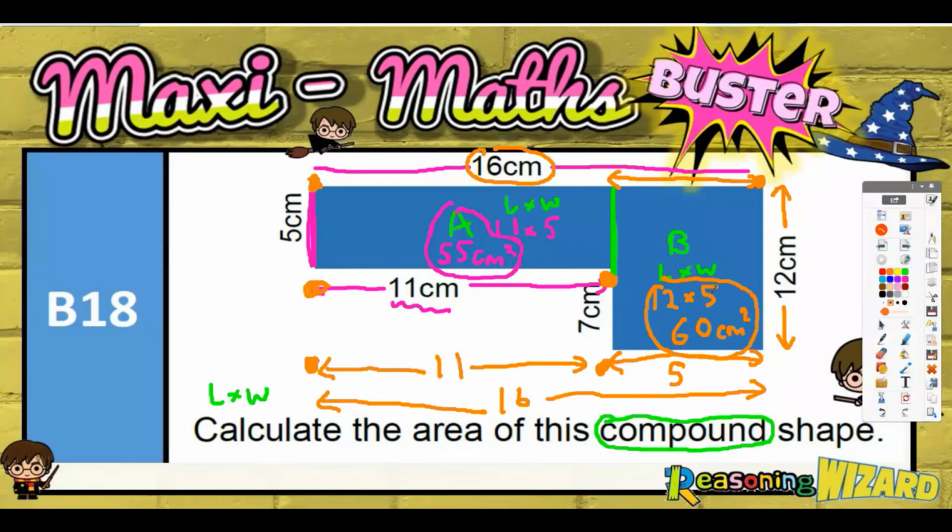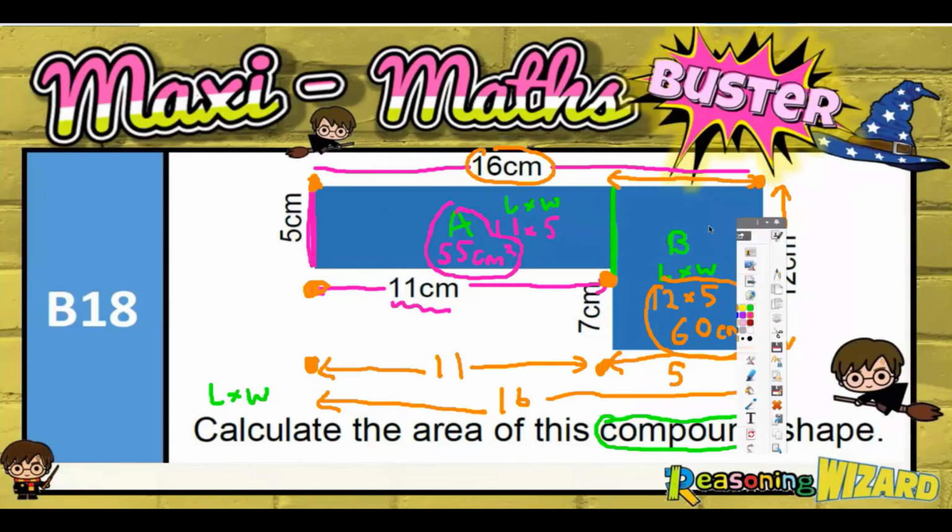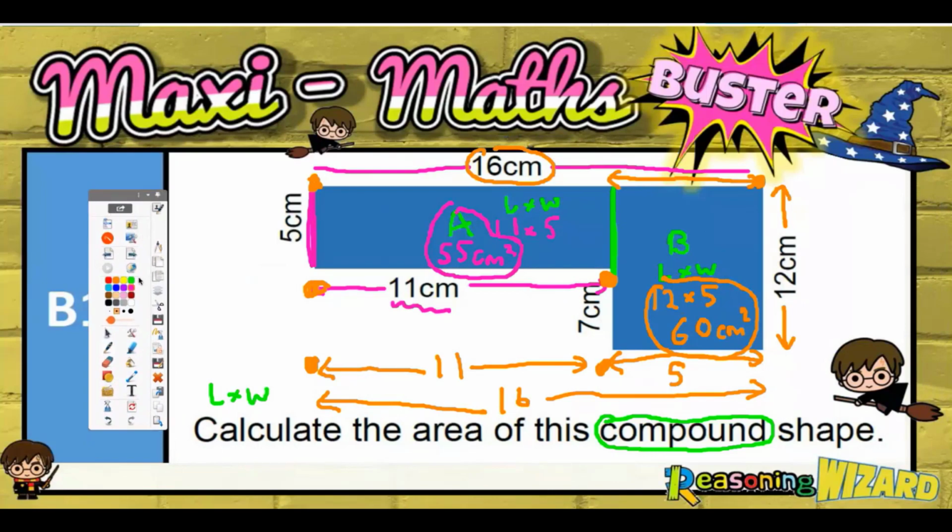But that's not the total because the compound shape is the two separate shapes put together. So what we've got to do now is basically take our 55 and our 60 and add them together to get the final answer. So 55 add 60. What's that going to be? 5 add nothing is 5. 5 add 6 is 11. So final answer is 115 centimeters squared.